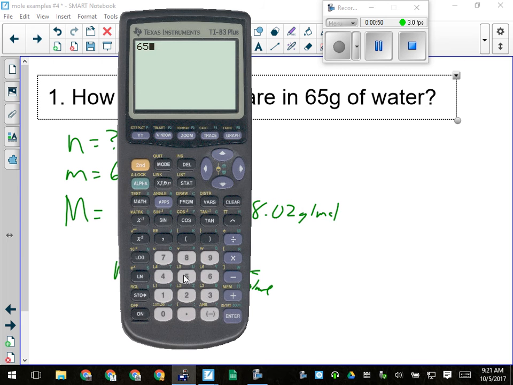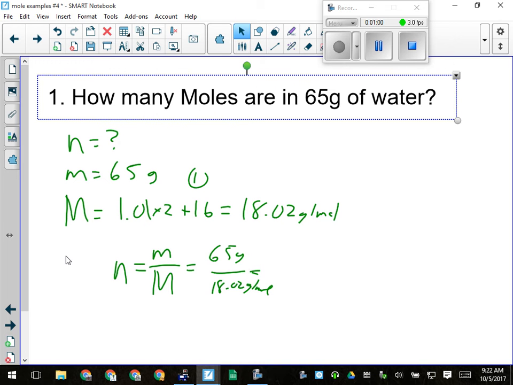So 65 divided by 18.02. We get 3.61, because that's our final answer, so we're rounding off now. 3.61 moles. Questions on the first one? All right.